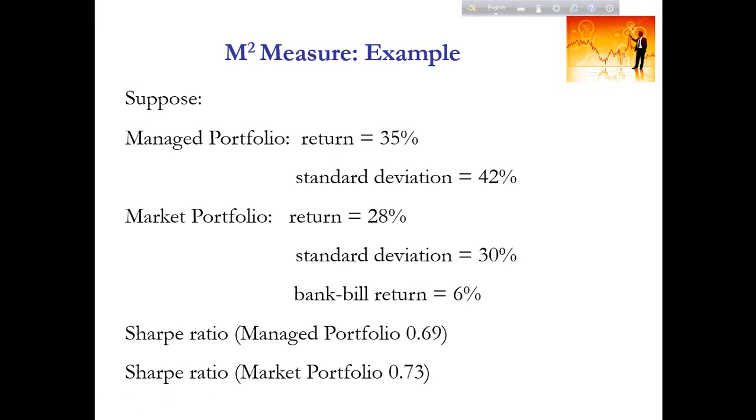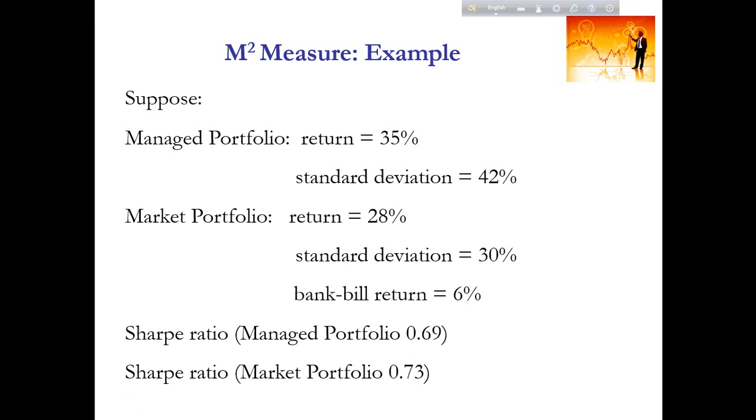We could have calculated the Sharpe ratio the way we have done previously. And remember, Sharpe ratio is return less the risk-free rate divided by standard deviation for both. And just based on the Sharpe ratio, we can see that the market actually outperformed our managed portfolio, because the Sharpe ratio of the market portfolio is 0.73, whereas the Sharpe ratio of the managed portfolio is 0.69.